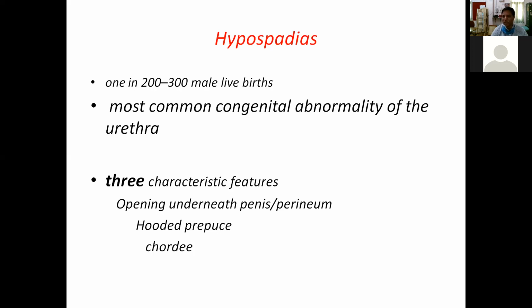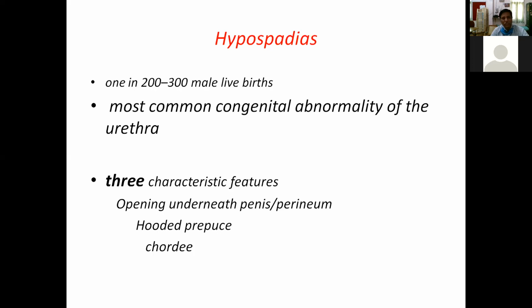It is a short urethra. Only half of the urethra has been developed. It is a short one. The external opening will be underneath the penis. This is called hypospadias. Hypo means underneath. This is seen in 1 in 2 to 300 male live births. This is the most common congenital abnormality of the urethra.